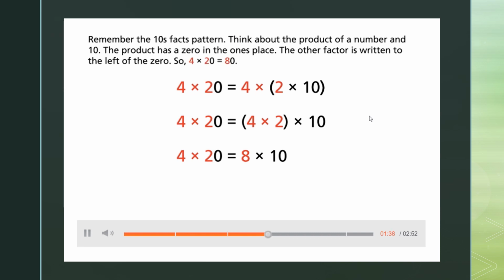Remember the tens facts pattern. Think about the product of a number and 10. The product has a 0 in the ones place. The other factor is written to the left of the 0. So 4 times 20 equals 80.